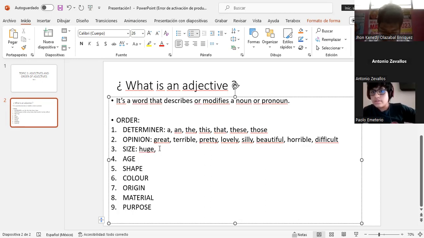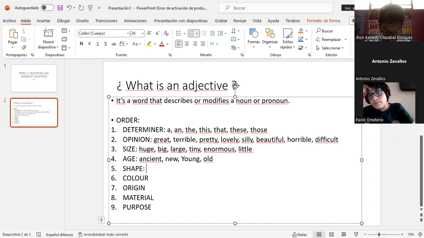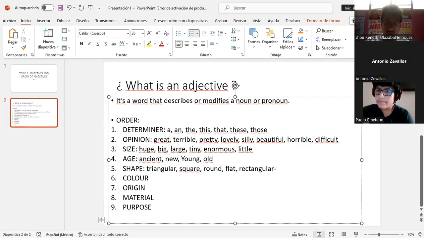Size: huge, big, large, tiny, enormous, little. Age: ancient, new, young, old. Shape: triangular, triangle, square, round, flat, rectangular. Those ones are the kinds of shape.